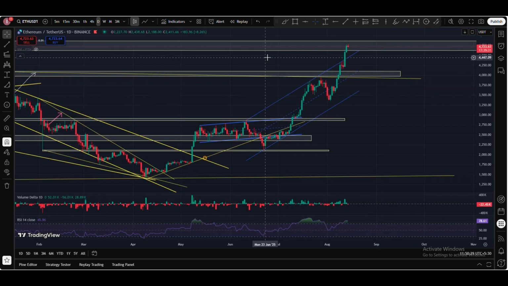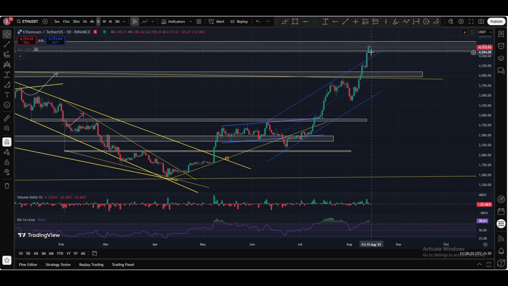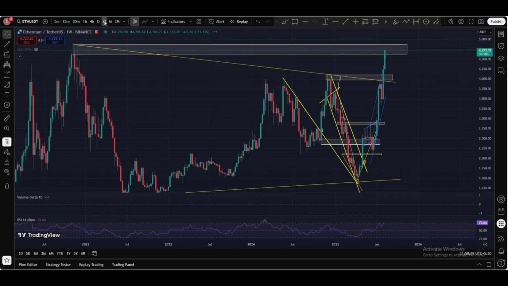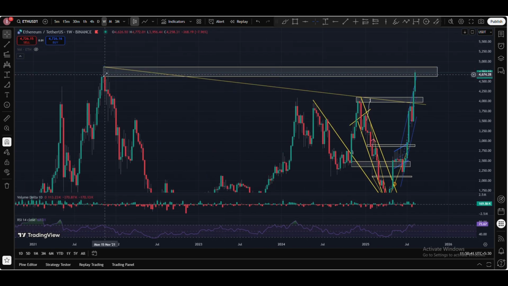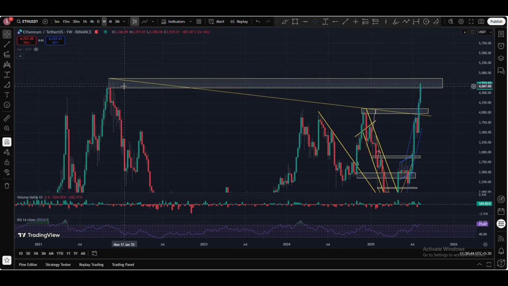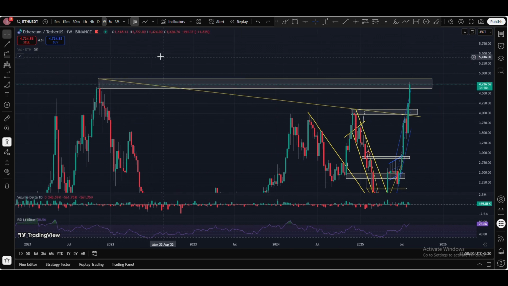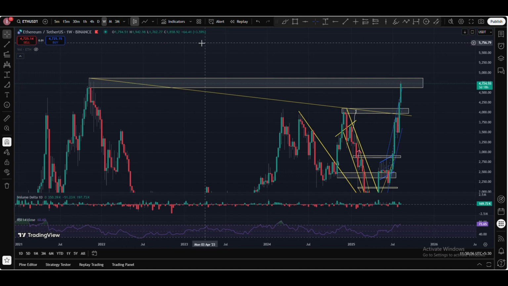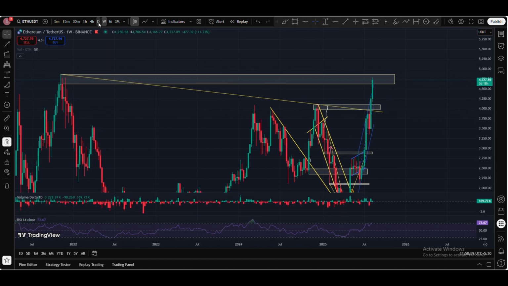Now, Ethereum is at a huge resistance level. That is the all-time high resistance level. You can see the previous all-time high level, and the market is testing the resistance area, and the market can make a downward move in the future.